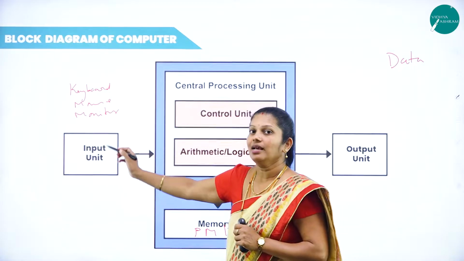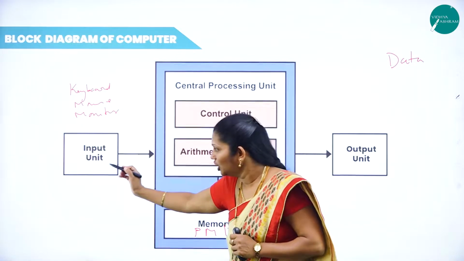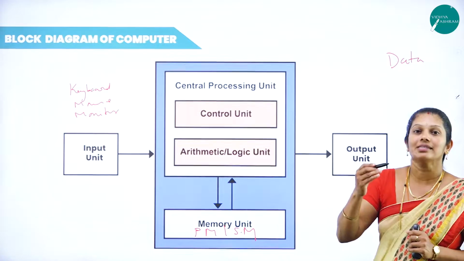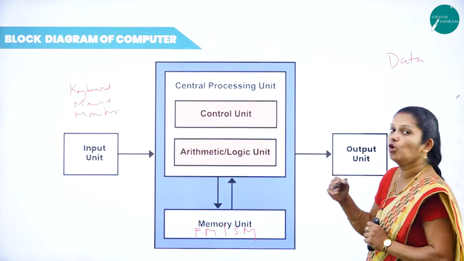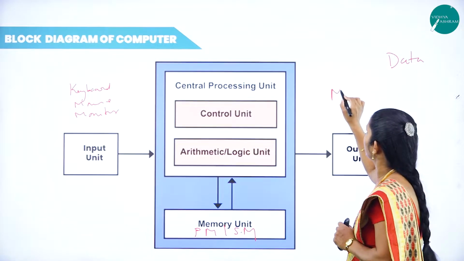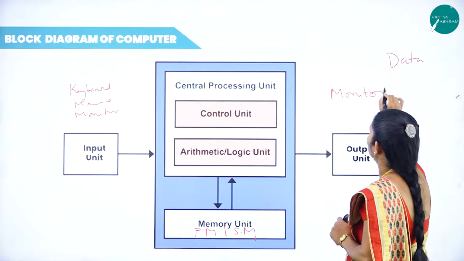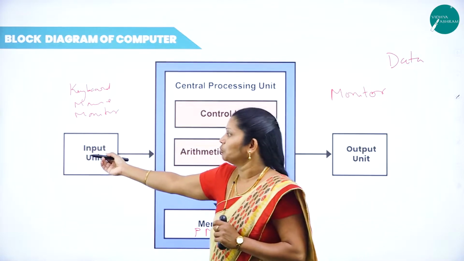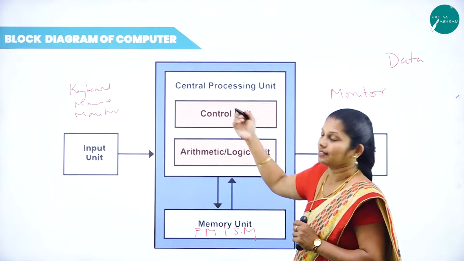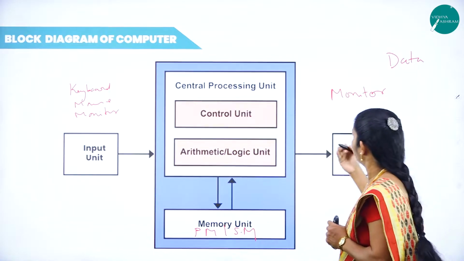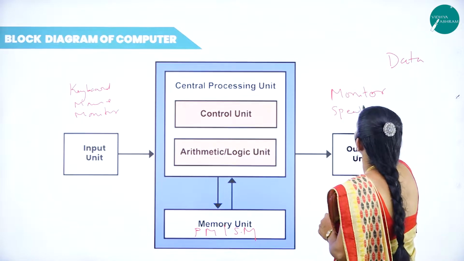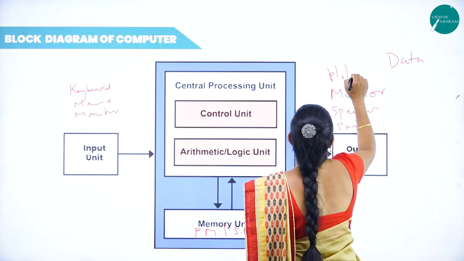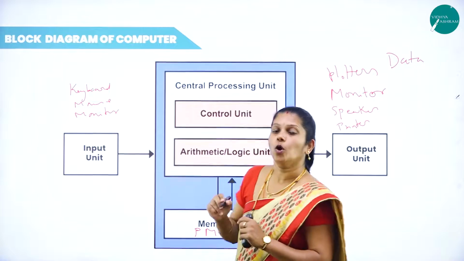Whereas the input device helps to give the command or data to the computer. The output unit helps to give the result to the user with the help of an output device like a monitor. Monitor acts as both an input device as well as an output device. Whereas a speaker is an example of an output device. Speaker, printer, plotters, these are examples of output devices.